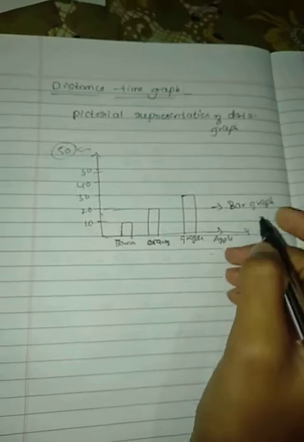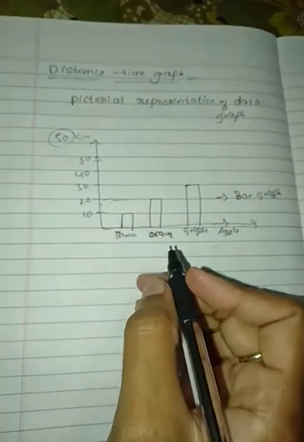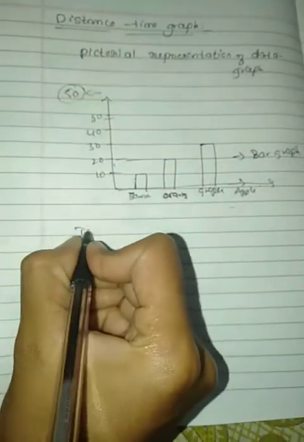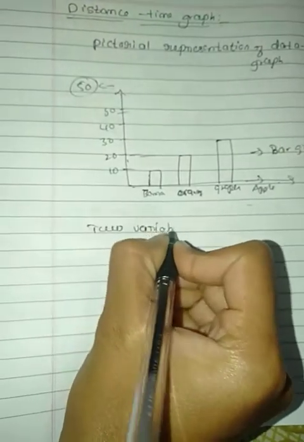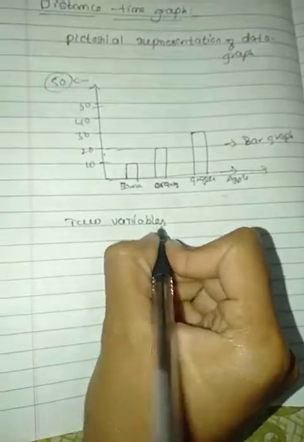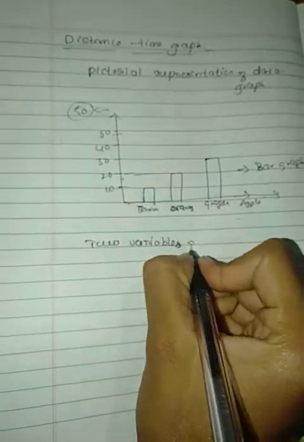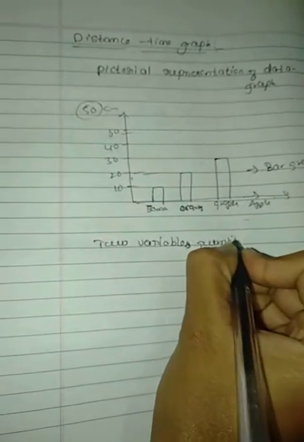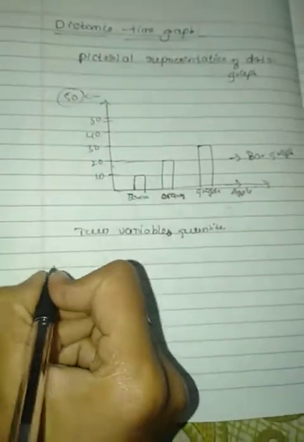The graph means pictorial representation of given data, and the graph includes two variables. Remember, a graph includes two variable quantities. There are different types of graph. Here I explained the bar graph. Another one is the line graph.